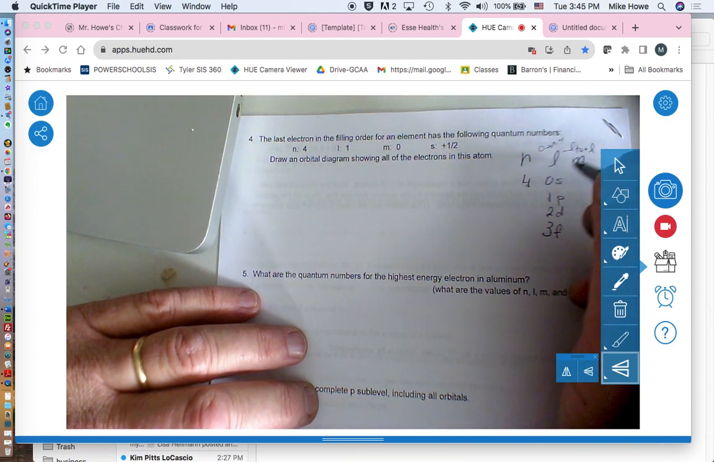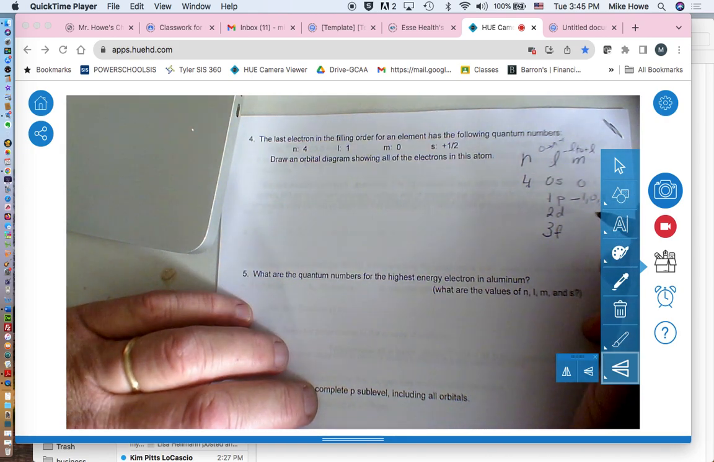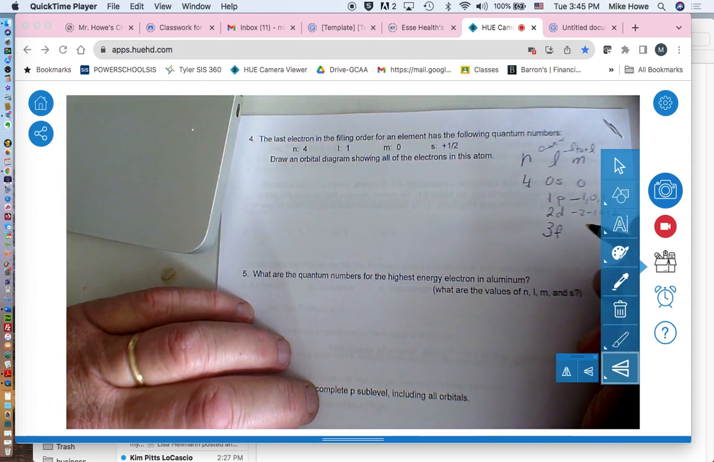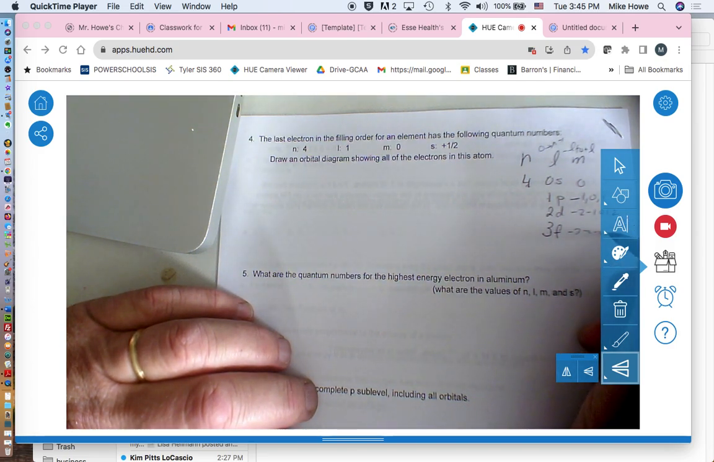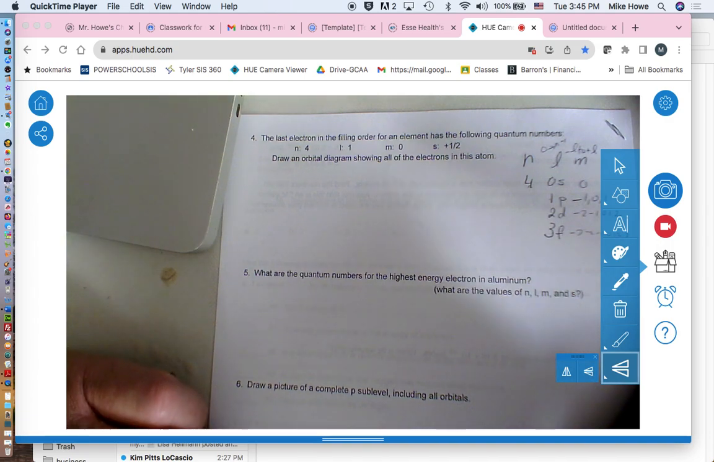All right, so from negative l to positive l, when l equals 0, m has to be 0. But m for l equals 1 could be negative 1, 0, or 1. So it's like there are 3 beds in the pink room. Then if l equals 2, that could be negative 2, negative 1, 0, 1, and 2. So there would be 5 rooms or 5 orbitals in the d sublevel. And for f, negative 3, negative 2, negative 1, 0, 1, 2, 3. So there'll be 7 beds or 7 orbitals in the f sublevel.